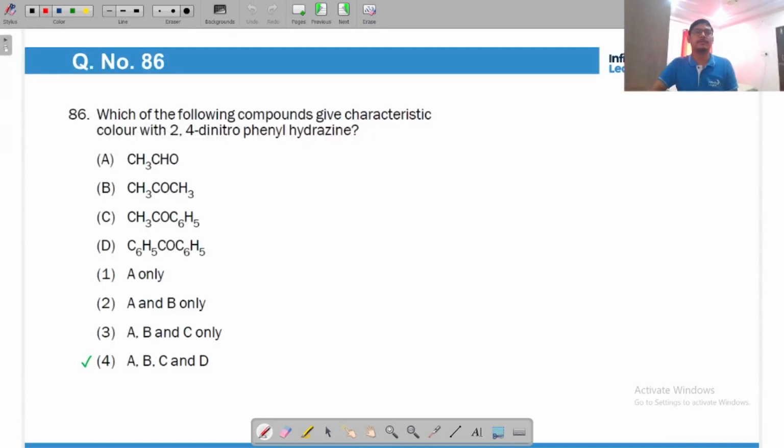Which one of the following compounds gives a characteristic color with 2,4-DNP reagent, which we also call Brady's reagent? Remember, aldehydes and ketones react with 2,4-DNP reagent to give orange, yellow, or red colored solid. So all the statements are correct because aldehyde, ketone, ketone, and ketone.